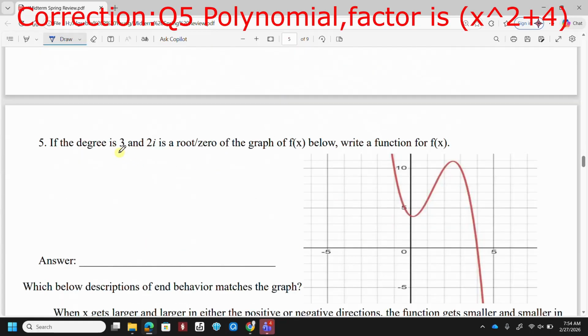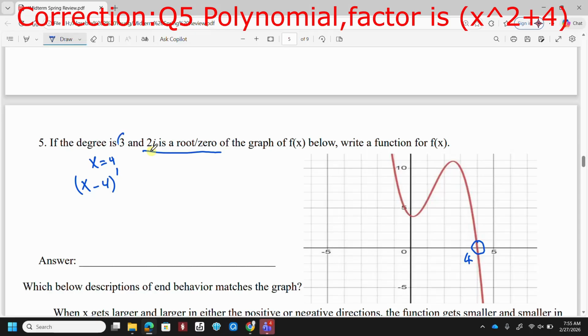So if the degree is 3, we know the degree is the total of the multiplicities, whatever it is, going to be a 3. Okay, and 2i is a root, so we have another real root right here, which is at 4. So you can write it like this. So we know x equal to 4, and this is the real root. Now this goes straight through. So you can write a factor x minus 4 for this one, straight through, with multiplicity of 1, and 2i.